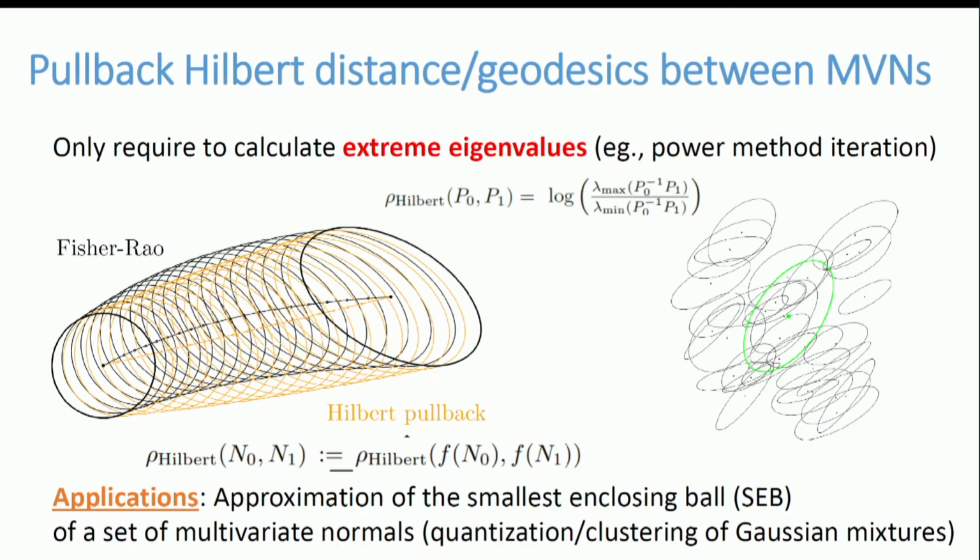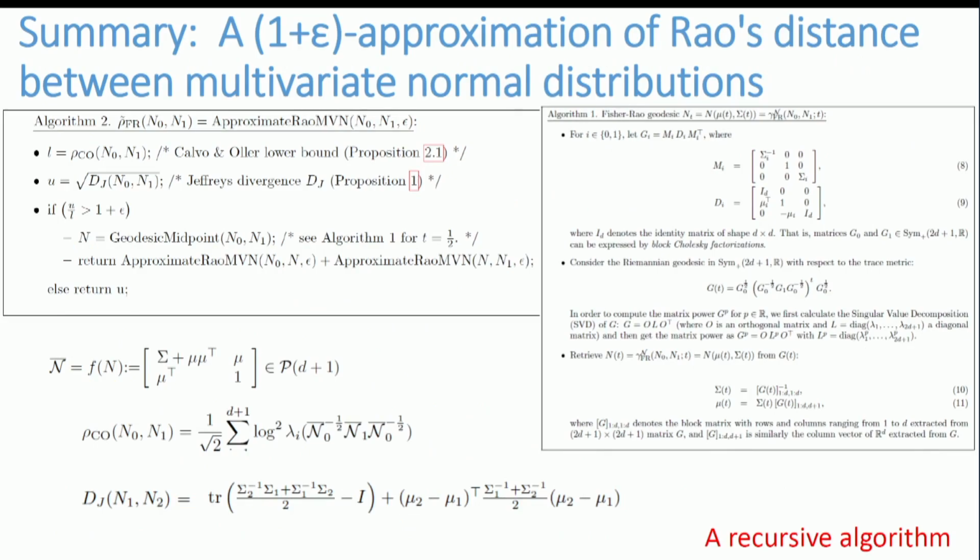Just as an application, here we have two bivariate Gaussians, input and output. In black, I show the Fisher-Rao geodesics that are discretized with the recursion that I show. And in orange, I show the Hilbert pullback, which is very fast. Based on that, if I'm given a set of Gaussian mixtures and I want to quantize or cluster them, I can cluster according to the enclosing ball. I will show you the enclosing ball according to the Hilbert pullback metric, shown here in green. Then you can use it as an algorithmic framework.